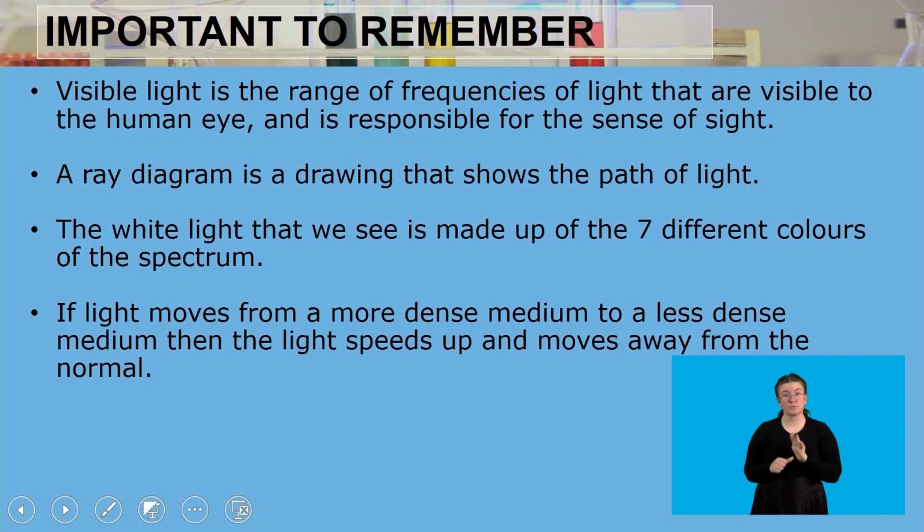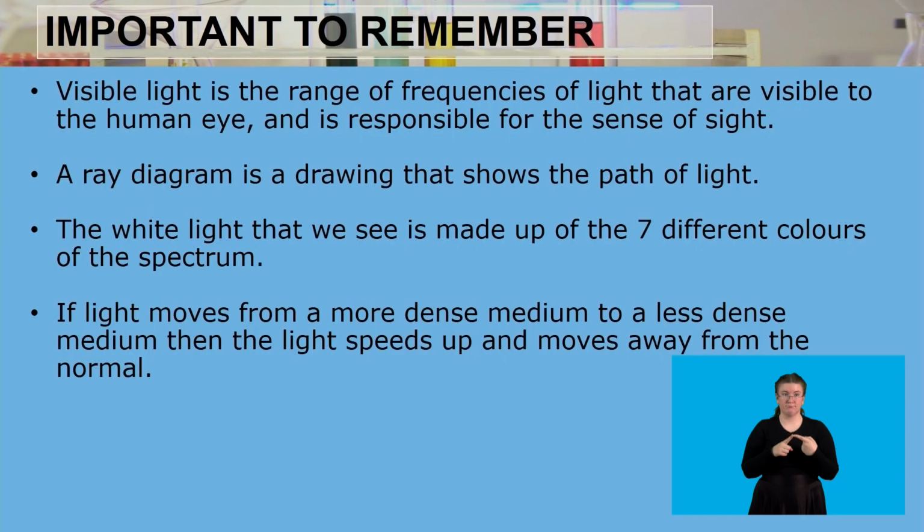So the most important things for you to remember about this lesson on the refraction of light are, number one, visible light is the range of frequencies of light that are visible to the human eye and that is responsible for the sense of sight. Number two, a ray diagram is a drawing that shows the path of light. In this case, how light bends either towards the normal or away from the normal. Number three, the white light that we see is made up of 7 different colors of the spectrum. Remember your ROY G BIV.